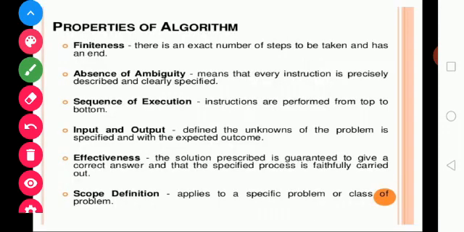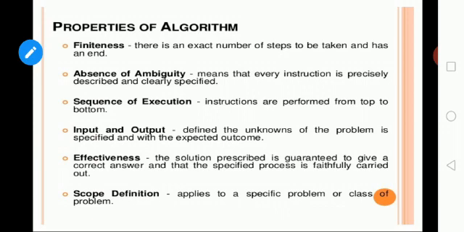Good. Properties of algorithm. The first one is what we have seen, finiteness. What is finiteness? There is an exact number of steps to be taken and has a proper end. So, whatever the algorithm is, there will be a proper starting and proper ending. The next one is absence of ambiguity. That means every instruction is precisely described and clearly specified. It will be easy to understand. Then the third one is sequence of execution. Sequence, already you know this word, order, in order.